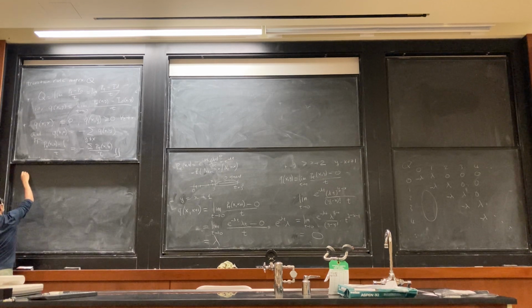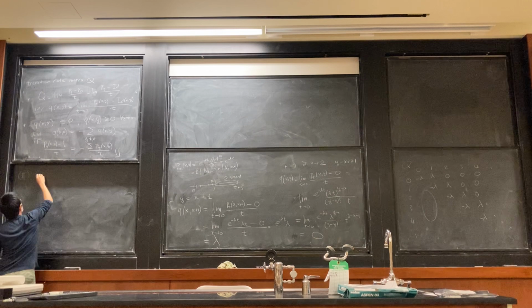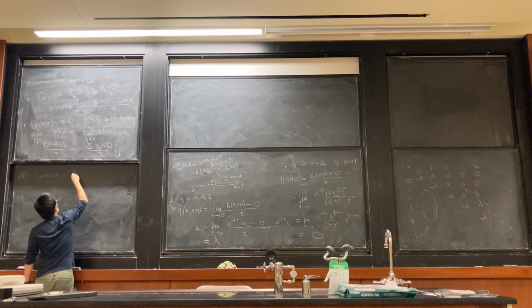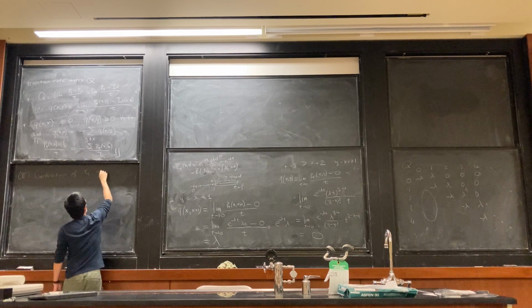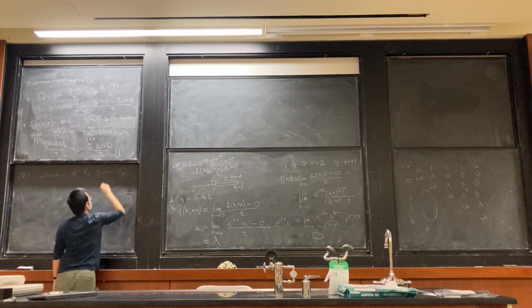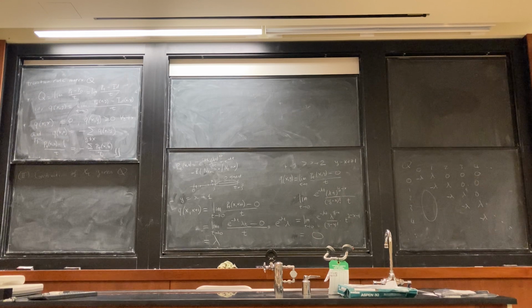So part 2, construction of X_t given Q. Suppose I give you a matrix Q, how do you construct a Markov chain X_t numerically? It comes from the following theorem. So let me put down the notation.